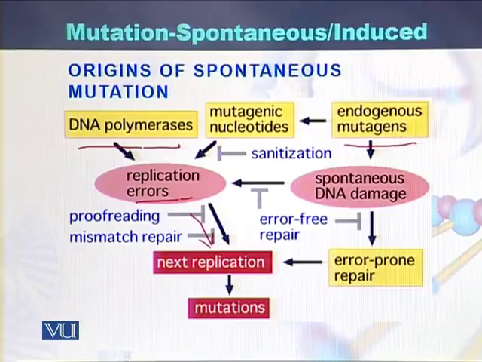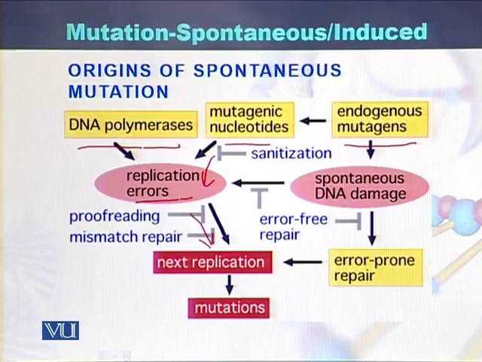On the other hand, there are endogenous mutagens which are present in our environment. They prepare mutagenic nucleotides, and the mutagenic nucleotides are incorporated into the replication errors, and ultimately they produce the mutations.